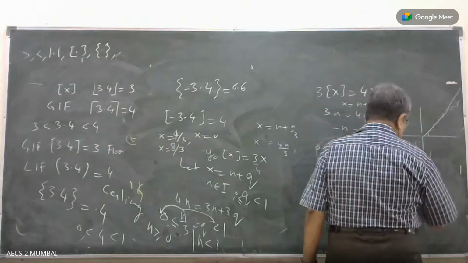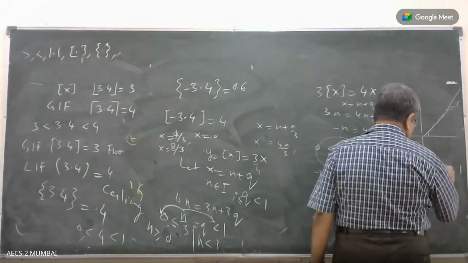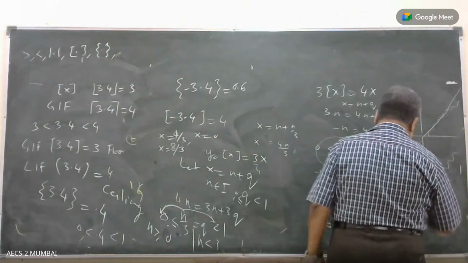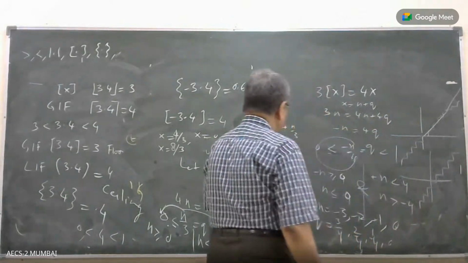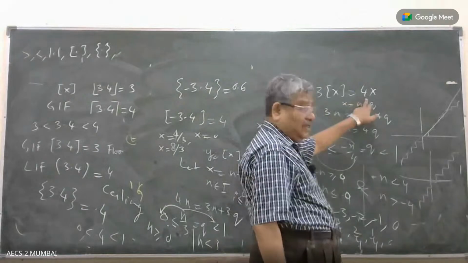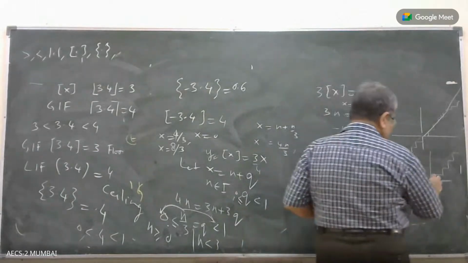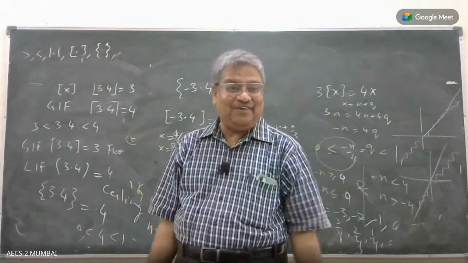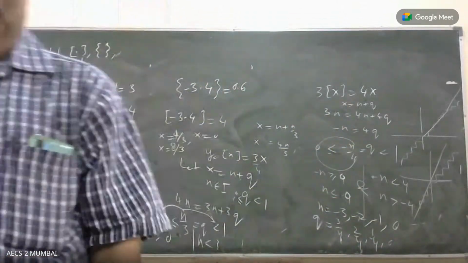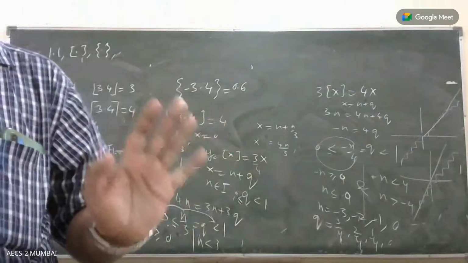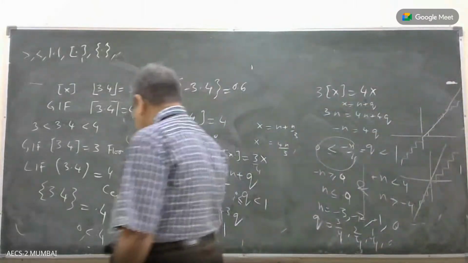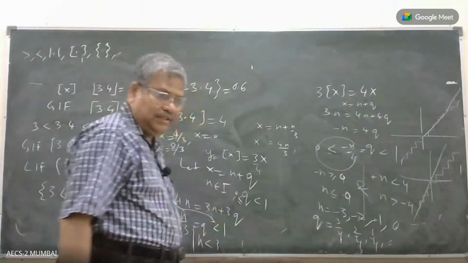But if the slope is more than 1, it will be like this now. When will it cut? It will cut at negative values. And if you use your pencil and scale very well, you can get this. Correct?